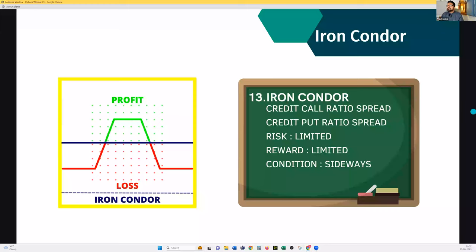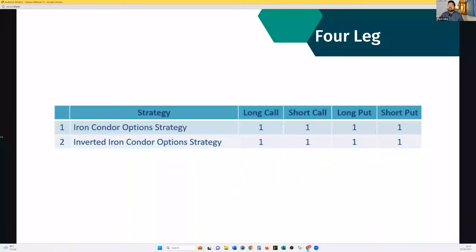In that session, we'll be discussing many concepts related to iron condor, iron butterflies, inverted iron condor, and then covered call. We have almost 20 strategies on the bucket list, and we'll be discussing all of them. It will be another 2-hour session. You'll find the link of the next video on the Telegram page of Quantman, so that you can join the next session and get more benefit out of it.